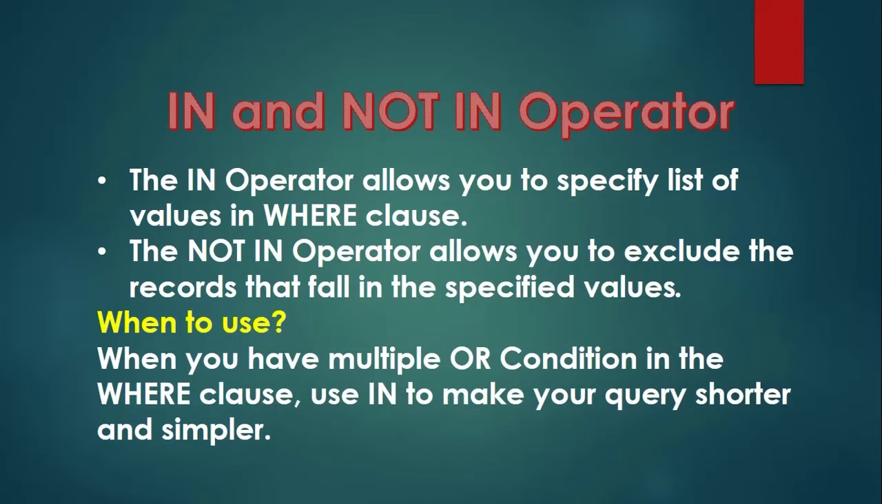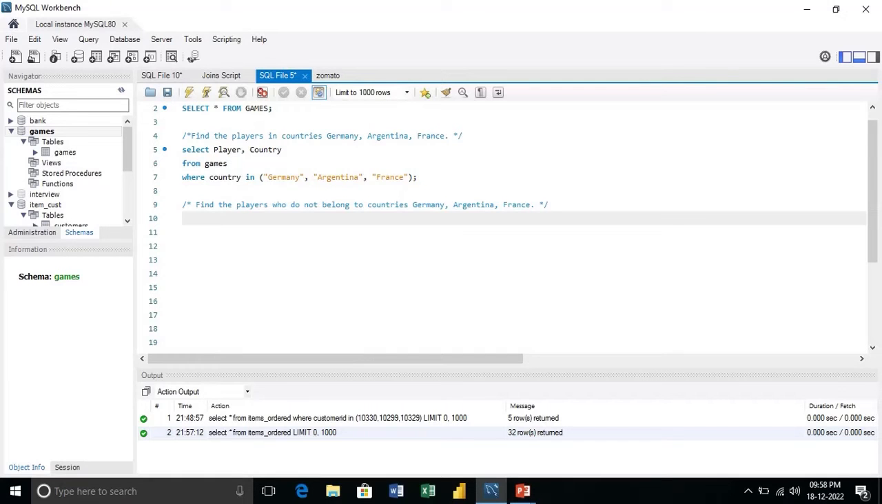After the IN operator comes the NOT IN operator. Its function is exactly like the IN operator, the difference being that it excludes the records that fall in the specified values. Let us check that. We will go to our games database once again. And here our question is: find the players who do not belong to the countries Germany, Argentina, and France. So it is just the opposite of the first query which we had done.